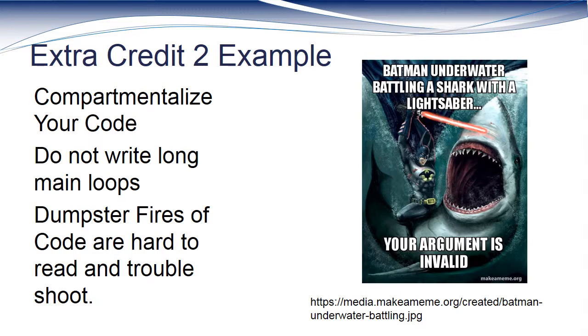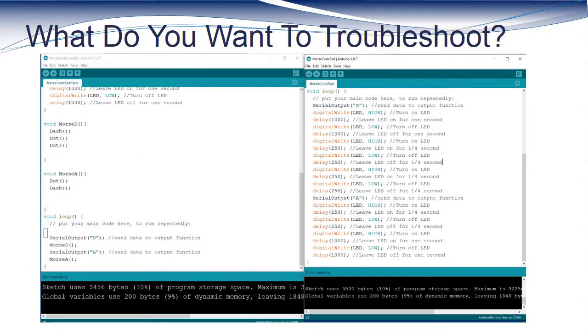So what does that look like? What that looks like is this: on the right, the code between serial output D and serial output A is, I think, roughly 12 lines of code. It does the exact same thing as what I have on the left that says Morse D. I have created a function, Morse D, that actually calls other functions.